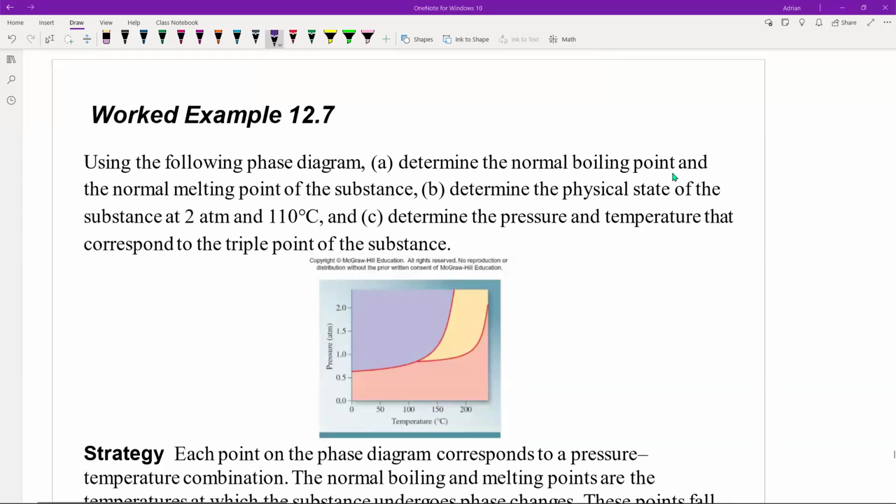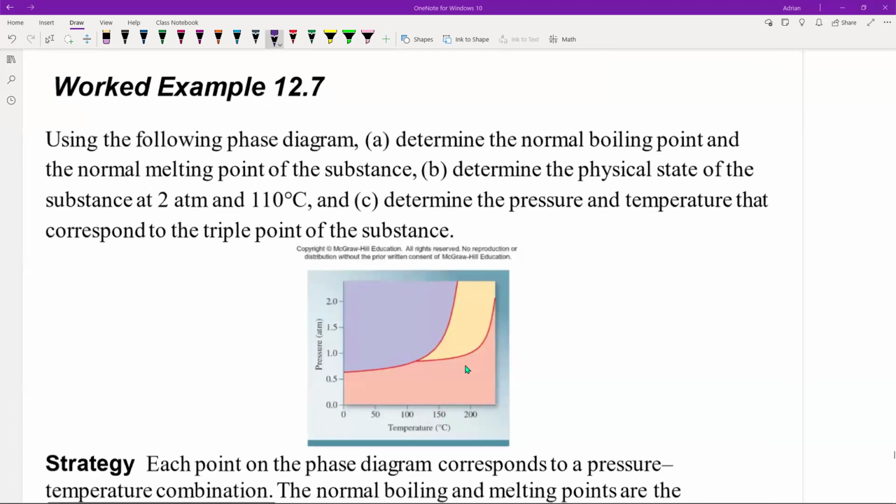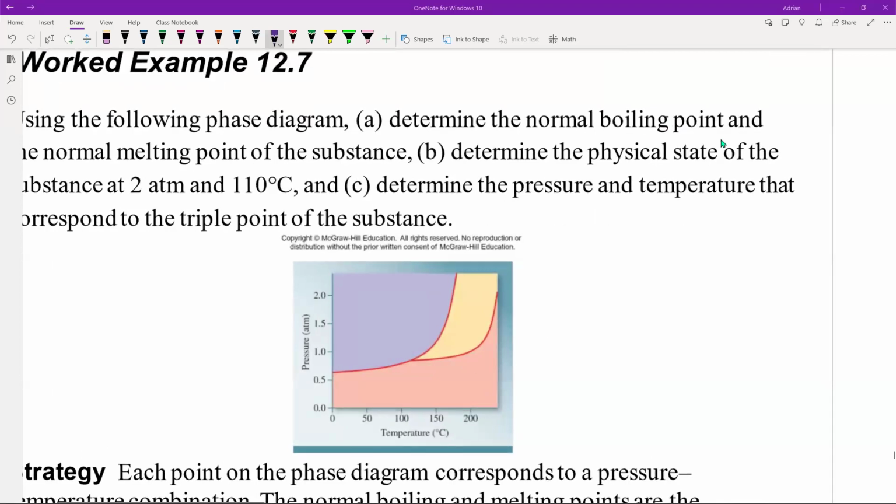All right, so let's take a look at another example of interpreting these phase diagrams. We're provided one here, and it says determine the normal boiling point and the normal melting point of the substance, and then determine the physical state that would be present at a pressure of 2 atmospheres and a temperature of 110 degrees Celsius. Determine the pressure and temperature that correspond to the triple point.